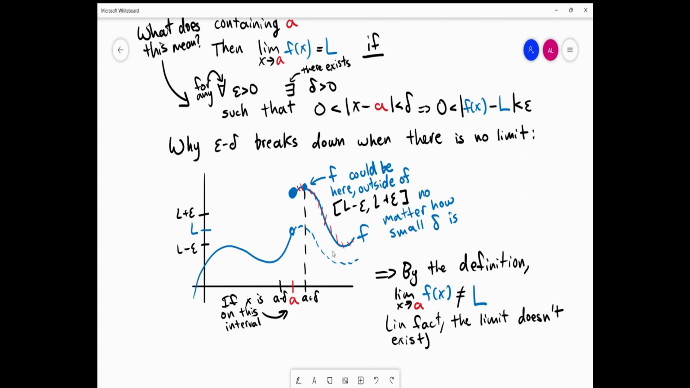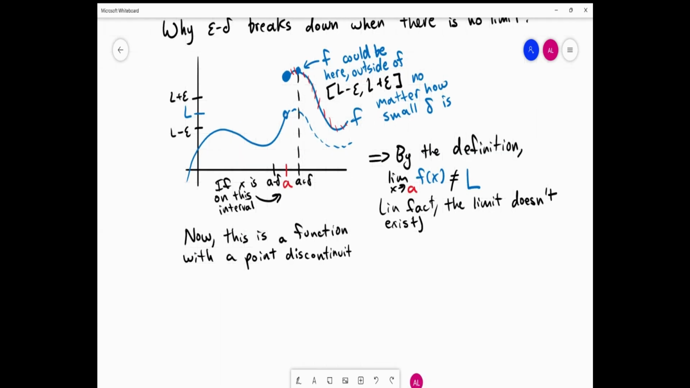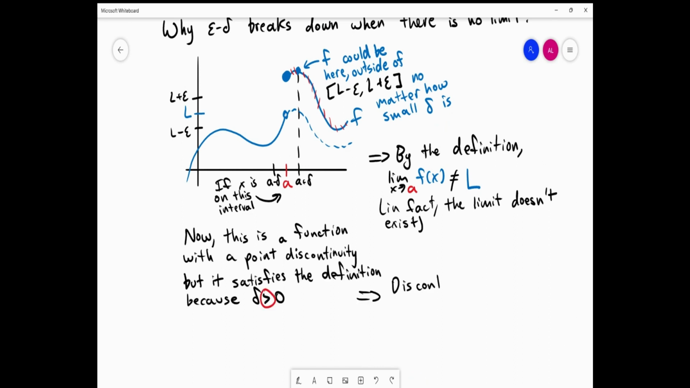So suppose we cross out this branch of the function, we lower it a bit, and then suppose that we define it instead of at L, we define it at this point. So this function is not continuous, but we will show that it actually does have a limit. So this is a point discontinuity, but it still satisfies the definition because we specified that delta must be larger than 0, strictly bigger than 0.